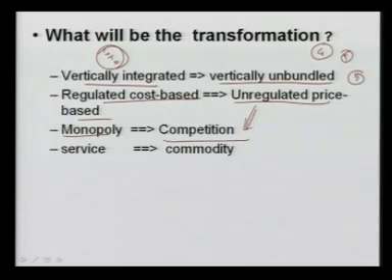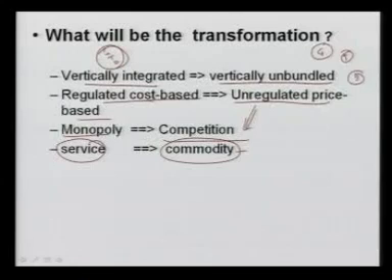Now another point: in the monopoly system, electricity is treated as a service, because the government has a regulated cost base. But in competition, electricity will be treated as a commodity. Whenever there is competition, any item, any value, is treated as a commodity. So electricity will now change from a service to a commodity.